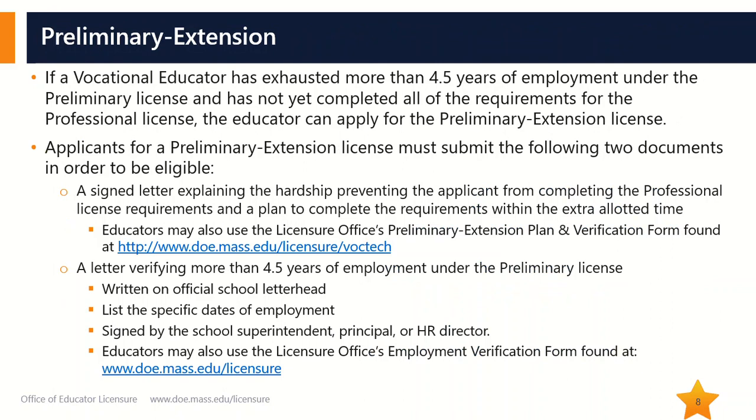Applicants for a vocational teacher preliminary extension license must submit the following 2 documents in order to be issued the license: a signed letter explaining the hardship preventing the applicant from completing the professional licensure requirements, with a plan to complete the requirements within the extra time allowed, and a letter verifying more than 4.5 years of employment under the preliminary license.